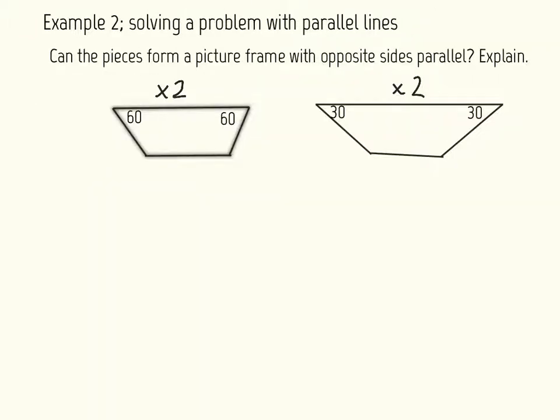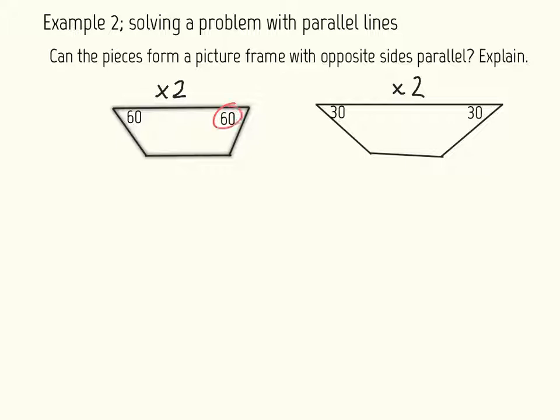For this next example, we're going to solve another problem with parallel lines. Can these pieces be fit together to form a picture frame with opposite sides parallel? Explain. Okay, so I have 60 degrees and 30 degrees, and I have two of each one, so I'm going to create a box. But you need to be careful about which ones you match up with which ones.